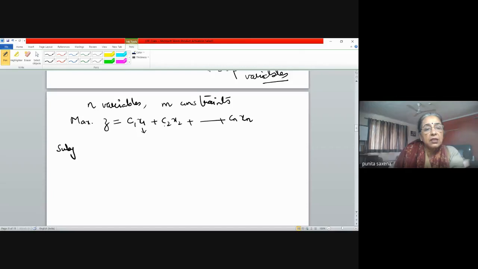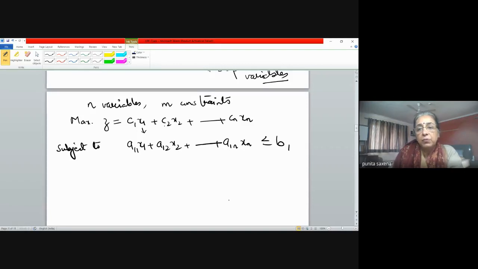Okay. Now, when we say the constraints subject to, I can write it as a11x1 plus a12x2 plus a1nxn less than or equal to b1. Now, understand what we did in the first class, when we formulated it. This is the first constraint, so it relates to your first resource. So a11 here would relate to the utilization of the first resource by the first decision variable, right? Similarly, a12 is the per unit utilization of the first resource by the second decision variable, and so on and so forth.